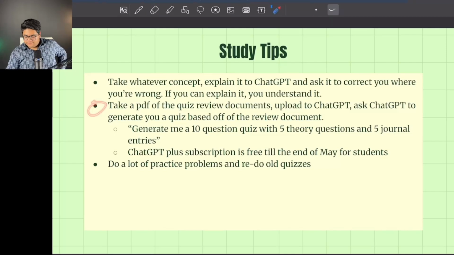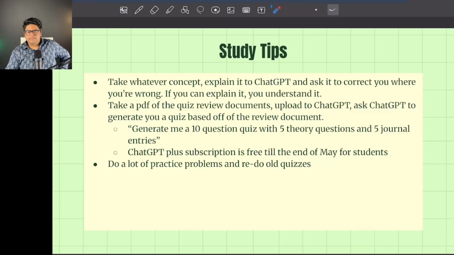Next up, this is my personal favorite: we have those 5 quiz review documents, right? Download a PDF of them and upload them to ChatGPT. You can get a free ChatGPT Plus subscription. It's free till the end of May for students who sign up with your student ID. I upload that PDF to ChatGPT and tell it this is kind of the structure of my quiz. Generate me a 10-question quiz with 5 theory questions and 5 journal entries. The number is up to you, but have a little bit of multiple choice, a little bit of true and false, and then some journal entries. And now you basically have an infinite supply of quizzes.